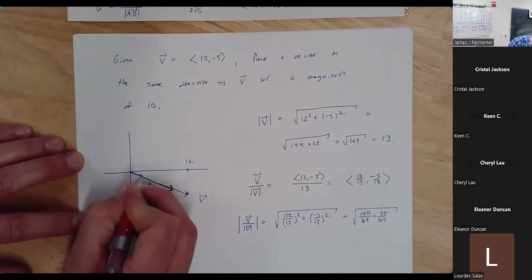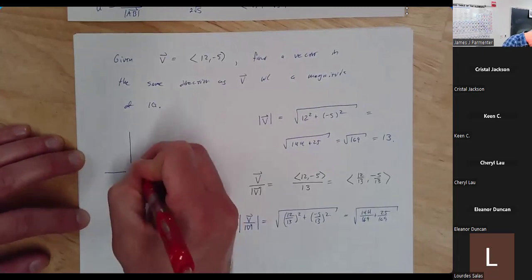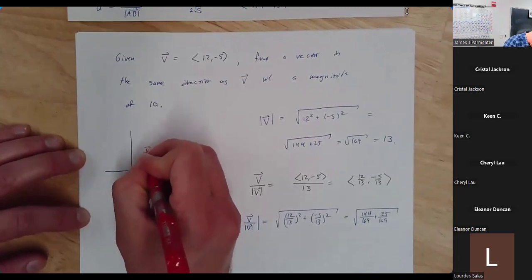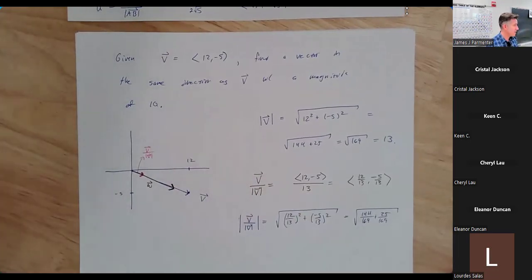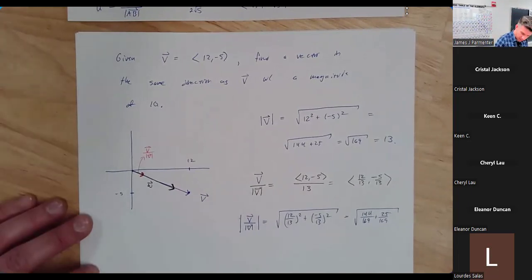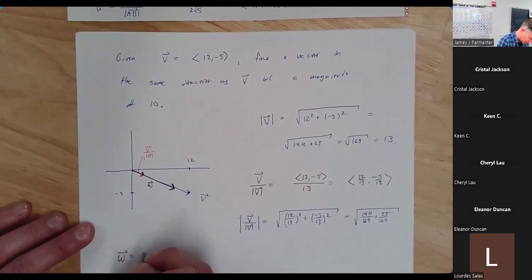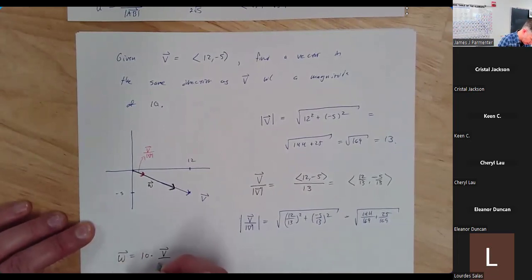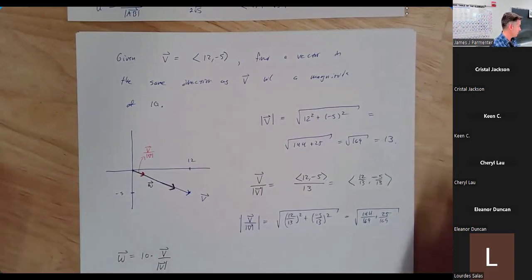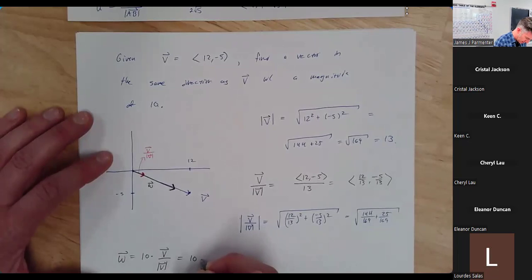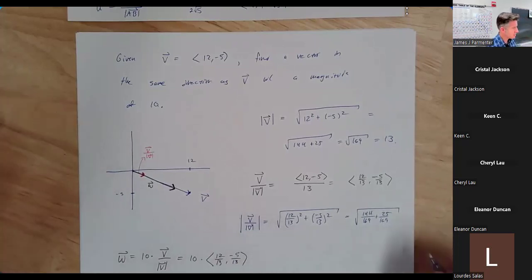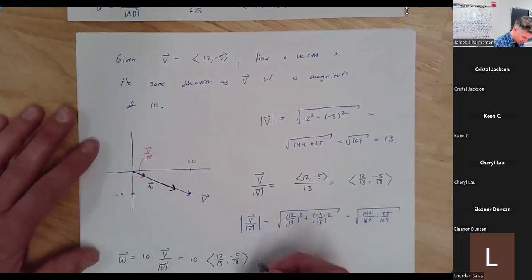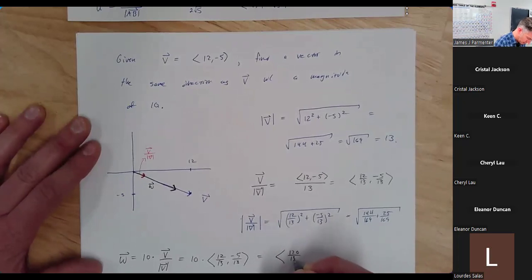So here's the vector that we just found in red. Hopefully you can kind of see that. There's your V divided by the magnitude of V, which has a length of 1. Then we wanted to have a length of 10, so we multiply it by 10. So the vector we're looking for, W, is going to be 10 times the unitized vector, or the normalized vector of length 1, that we just found. So it's going to be 10 times 12 over 13, comma, negative 5 over 13, which I don't really see a reason to multiply the 10 through, but we could. You could write this as 120 over 13, comma, negative 50 over 13, if you felt like that was better.